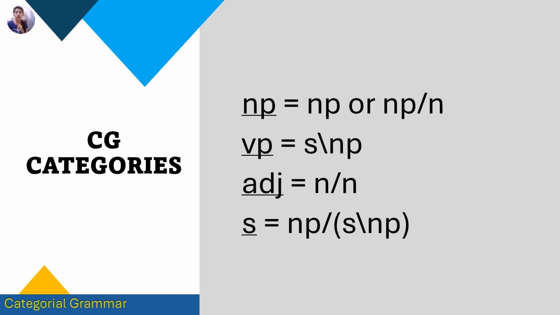Now, adjectives are represented by a category that takes a noun or N as an argument and yields another noun, and that's why it's N forward slash N. And the last one is sentence. Sentence is formed by combining a subject and predicate, right? So here our subject is an NP and our predicate is a VP. And that is again represented by S backslash NP.